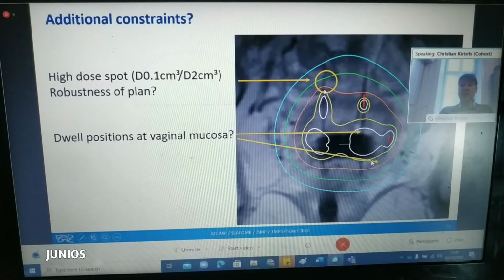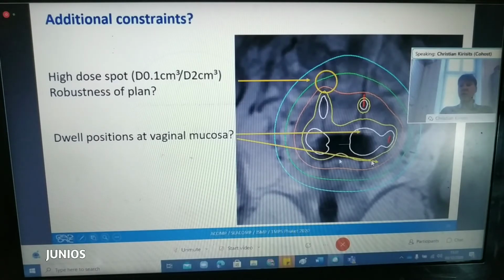We can, of course, load the 12 times here, but what is happening if the needle goes up and down a little bit? So it's robustness of plan. Maybe you know this from external beam, of course. And maybe we also have to make plans which are more robust. It means that we might have additional constraints not to use too much dwell time in locations which could potentially come closer to an organ at risk.